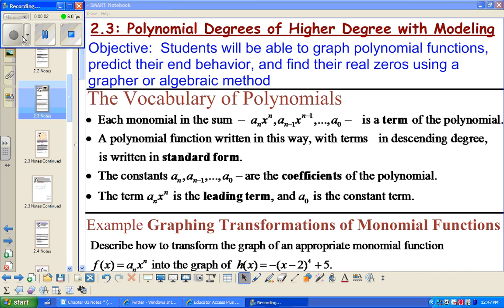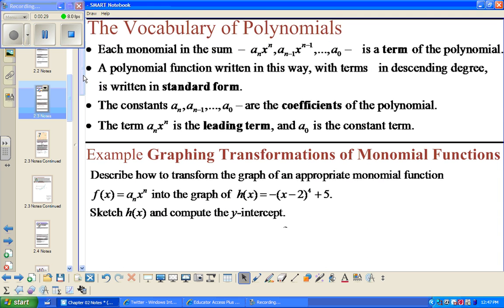This is a lesson on 2.3, the basic terminology and notes that you should take for 2.3, polynomial degrees or higher degrees with modeling. Students should be able to graph polynomial functions, predict their end behavior, and find the real zeros using a grapher or an algebraic method by the time you're done. So first of all, I'll talk about the vocabulary of polynomials.